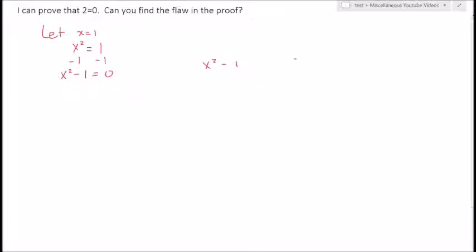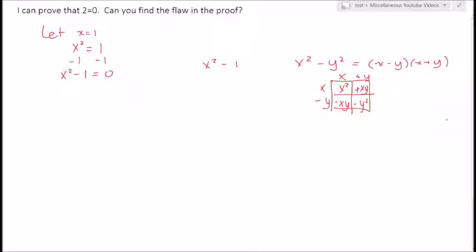x squared minus 1 using difference of perfect squares. So difference of perfect squares states that if x squared minus y squared is factored, it's x minus y times x plus y. We can validate that by multiplying it out, either using FOIL or the box method, whichever you prefer, or double distribution, the most technically correct of them all. So here we get x squared minus xy plus xy minus y squared. These two terms add to 0, and we're left with x squared minus y squared. So this is just proof that this works.